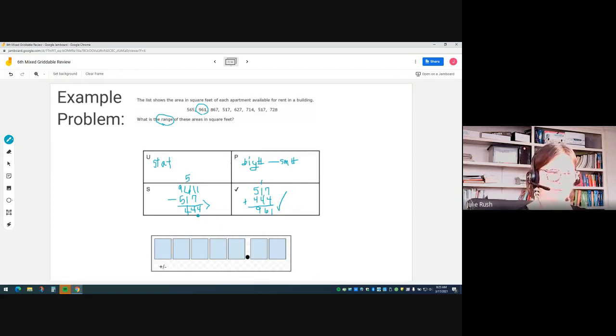It's 444. So I have a 4 in the ones place. I have a 4 in the tens place. And I have a 4 in the hundreds place.